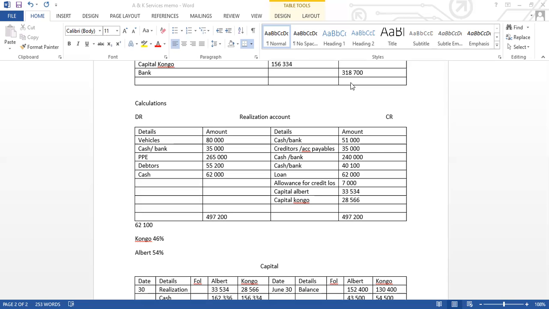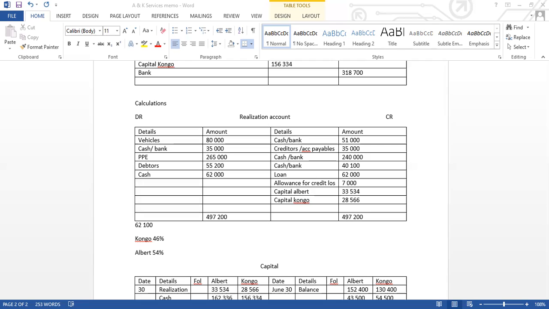So we ended at the loan. We said that the loan was 62,000. It's a liability, so it's recorded on the credit side, and then on the debit side we'll have cash of 62,000. That was paid. Now from there, the next step, which is step 3. Step 3 states that after drawing up your realization account, you need to close off your realization account to your capital account.